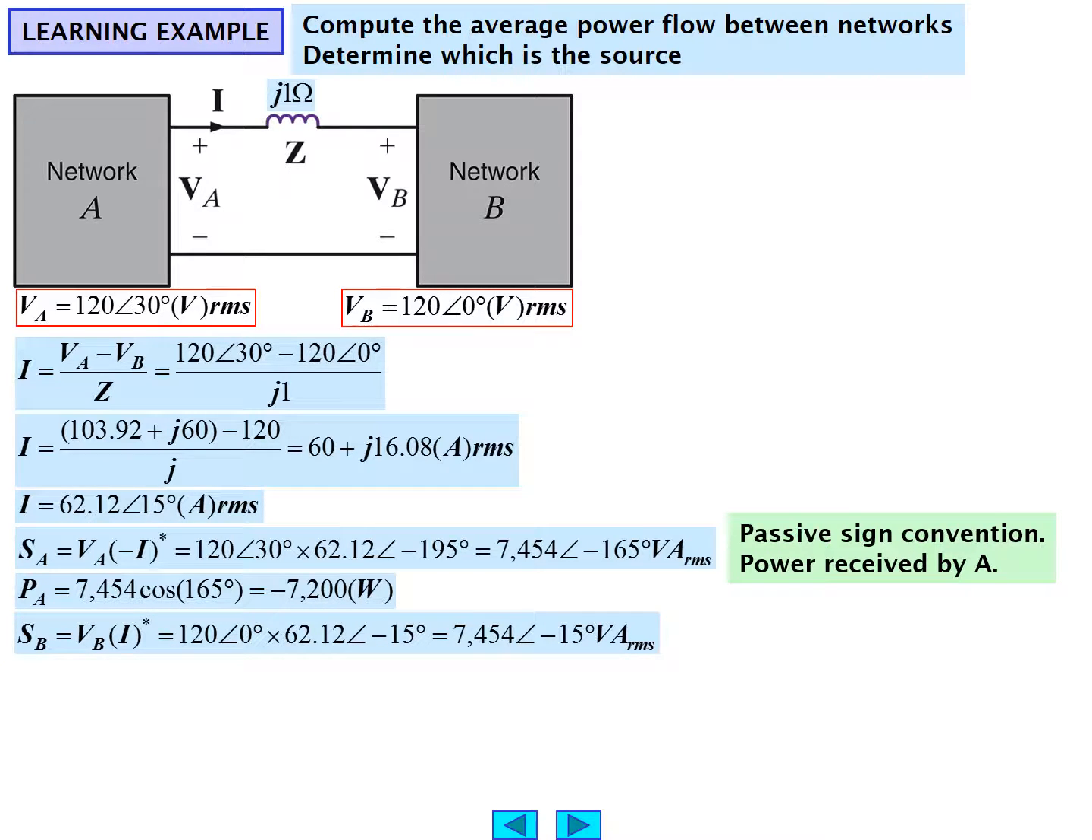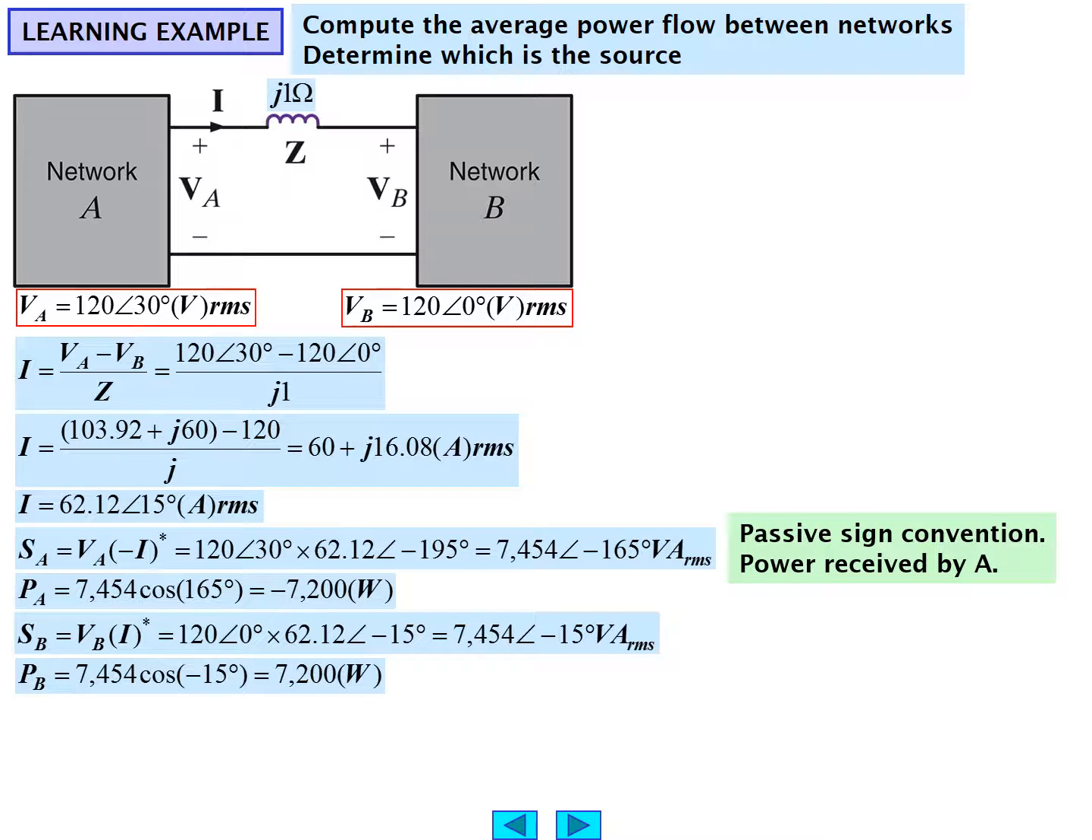Complex power for network B solves similarly, but of course now I is not minus I, but just I. So it's VB times I conjugate, and we get the same answer, but in its complex conjugate form, 7,454 at an angle of minus 15 degrees volt amperes RMS. For SA, the passive sign convention means that the power has been received by network A.